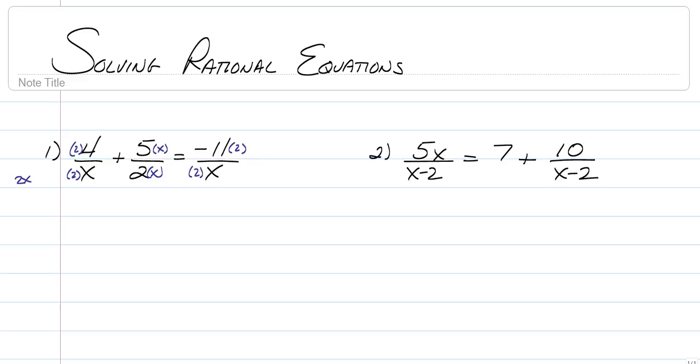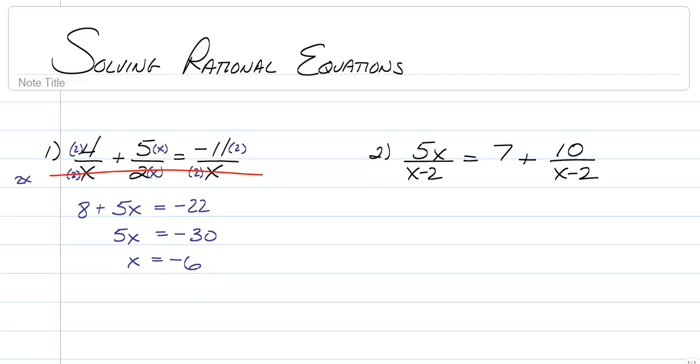But the cool part about it is when we're solving, if all of them have the same denominator, we can ignore the denominator now. So now this just becomes a single function. We have 2 times 4 is 8 plus 5 times x is 5x, and that's equal to negative 11 times 2, which is negative 22. And we're just going to solve for x. That gives us 5x is equal to negative 30, so x is equal to negative 6.